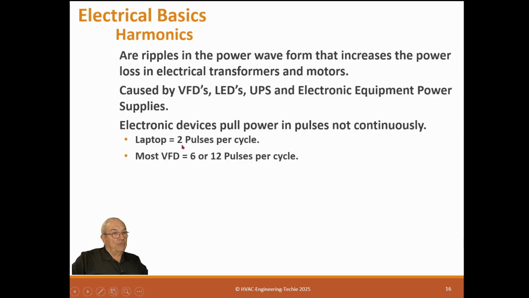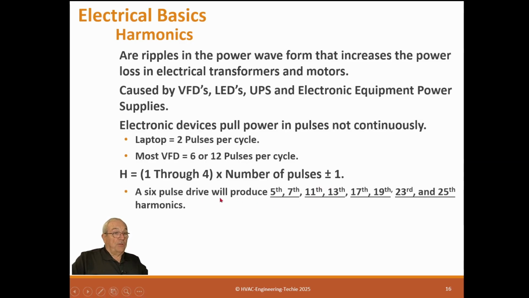So a laptop pulls power in 2 pulses per cycle. So in that 0.01667 seconds, they have pulled 2 pulses. In a VFD, it's 6 or 12 pulses, so they'll do that 6 times in that 0.01667 seconds, I'm sorry. So the way that you figure this out, the harmonic is equal to 1 through 4 times the number of pulses, plus or minus 1. And I'll show you an example to make that clearer. So if you have a 6-pulse drive, you take the number of pulses, 6, multiply it first by 1, which is 6. Then you add 1 and subtract 1.